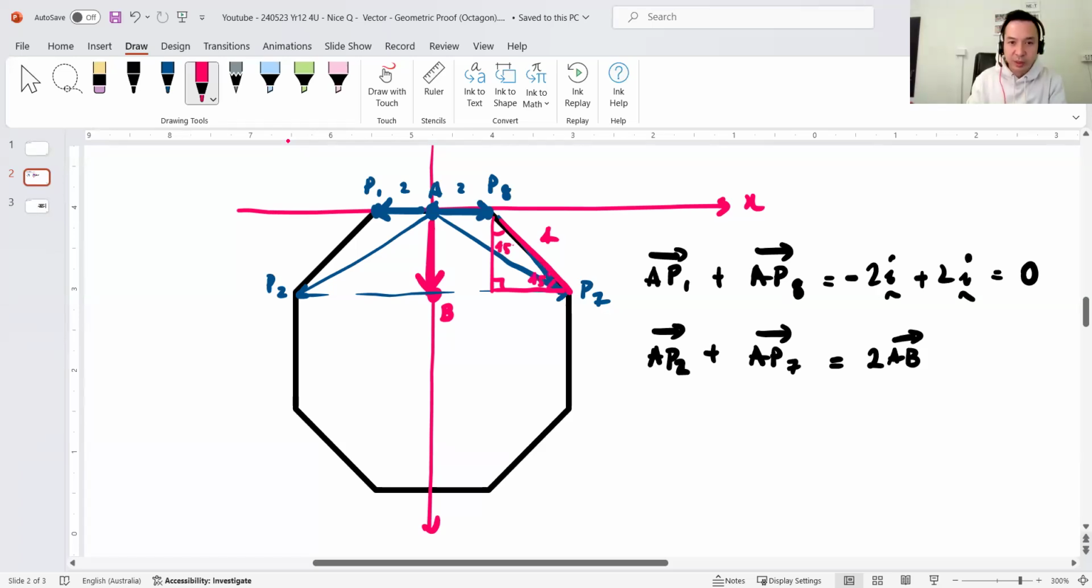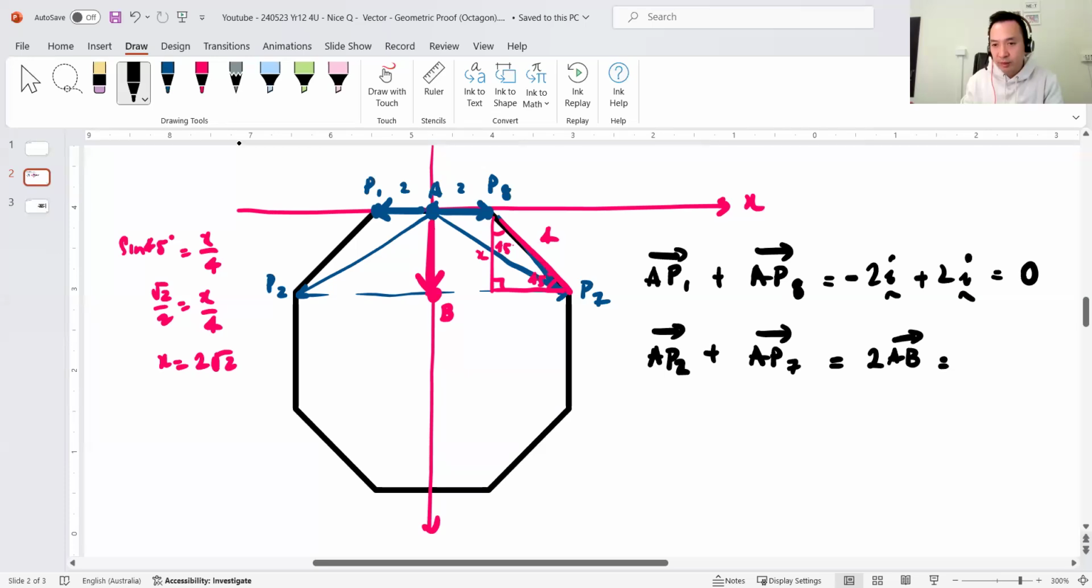Yep, which gives me, by Pythagoras, right? So, if I say this is x over here, I can go sine 45 equals x on 4. That's root 2 on 2 equals x on 4. And then x equals 2 root 2, right? So that height there is 2 root 2, which makes the vector AB equal to 2 times 2 root 2j, or negative, right? Because I'm going downwards.